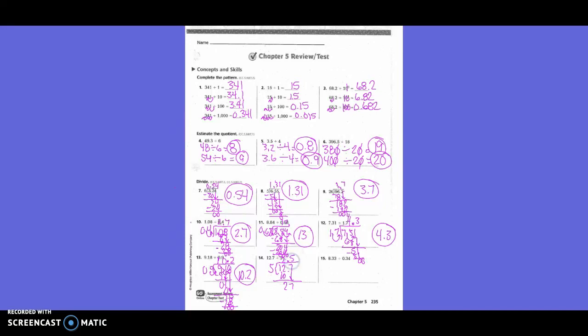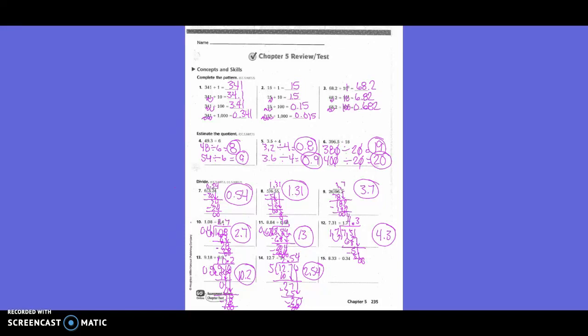5 times 5 is 25. 27 minus 25 is 2. But can I just leave that 2 there? No, I need to add another 0 to my dividend, and then I need to bring it down. 5 into 20? 4 times. 5 times 4 is 20, and then do I have anything left over? No. Any more to bring down? No. So 2 and 54 hundredths.